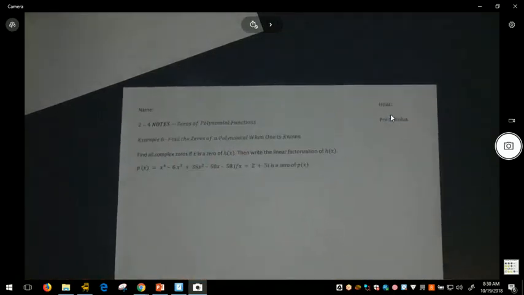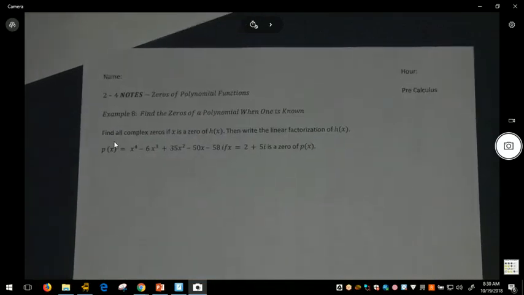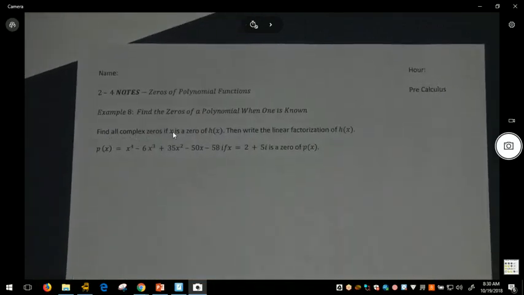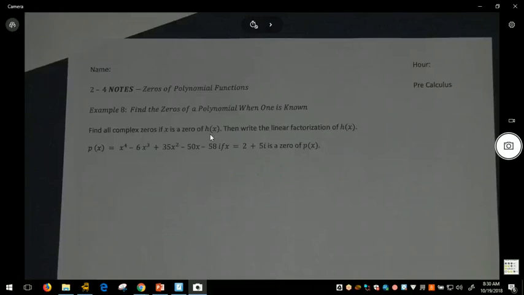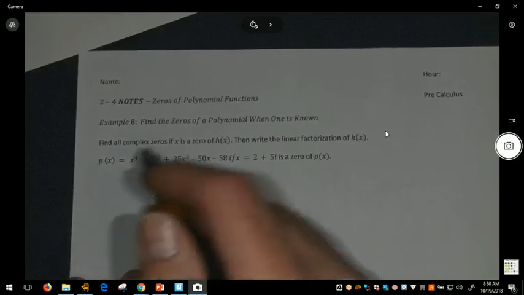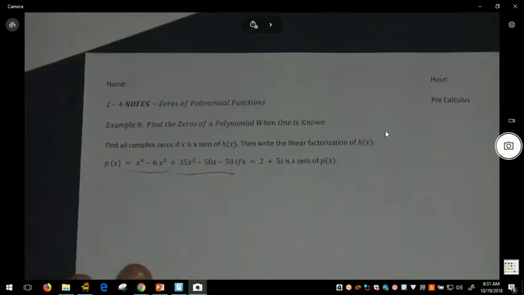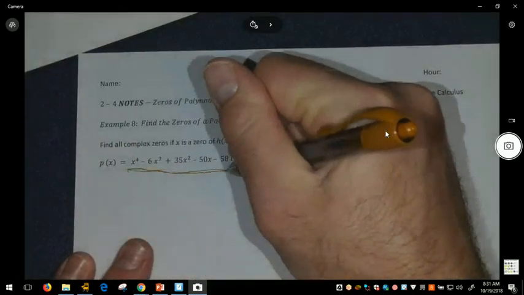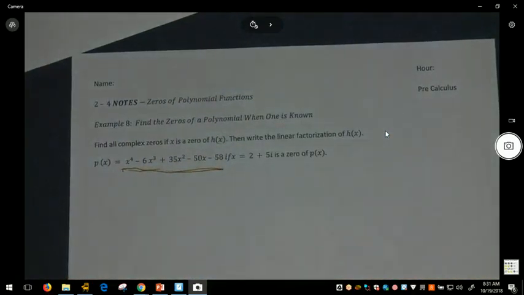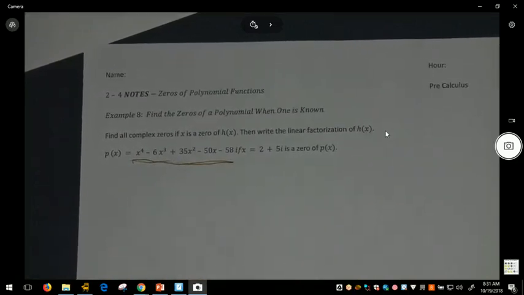Zeros of polynomial functions. We are expected to be able to, once again, the learning target, find all complex zeros of the function, and then write the linear factorization of the function. Here is a function that's given, and I have to give you at least one of the complex zeros, because there are no rational zeros for this function.